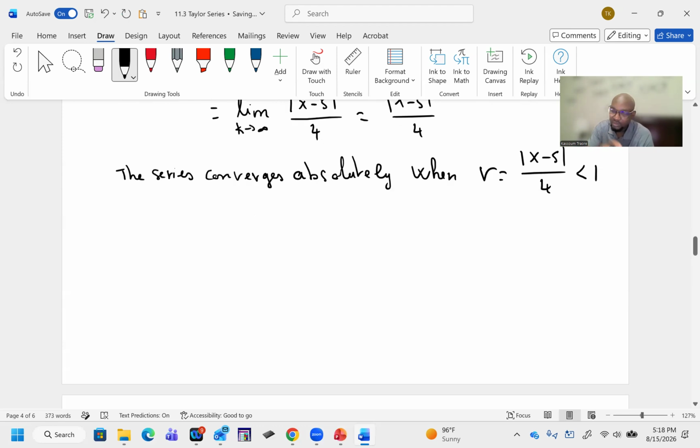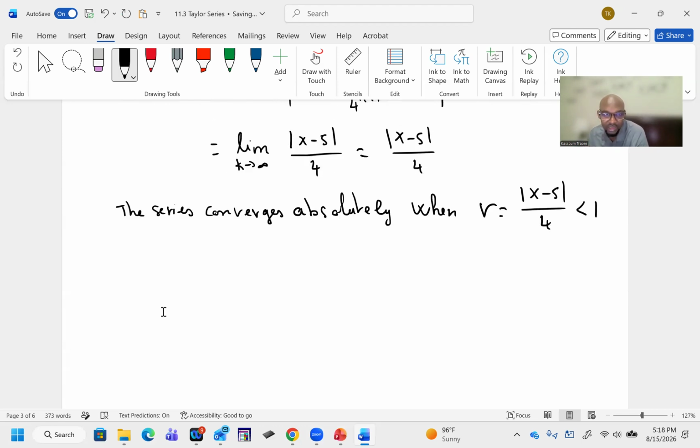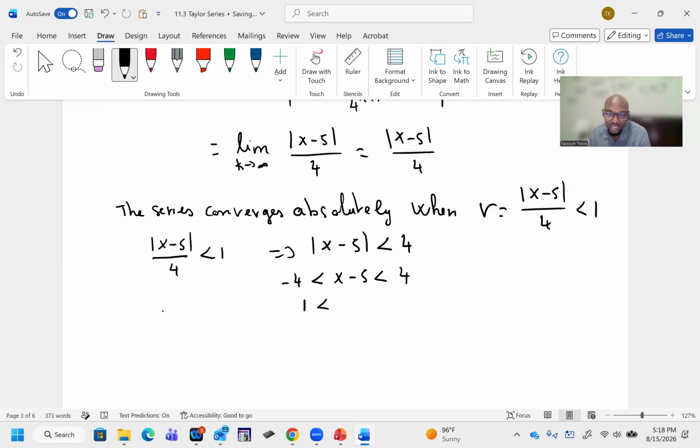So we will solve the inequality. We know the absolute value of (x minus 5) divided by 4 is less than 1. This means you multiply both sides by 4, so the absolute value of x minus 5 has to be less than 4, which means negative 4 is less than x minus 5, and x minus 5 is less than 4. You add 5 on both sides: 1 is less than x is less than 9.